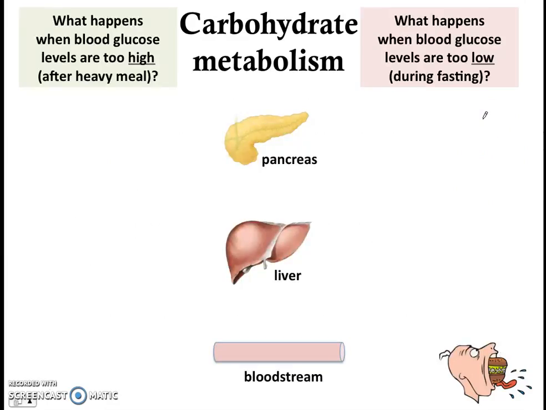Now just a bit more about that, and now we're going to look at how the liver works together with the pancreas to regulate blood glucose level. Now, what happens when the blood glucose levels are too high? Let's say you've eaten lots and lots of food.